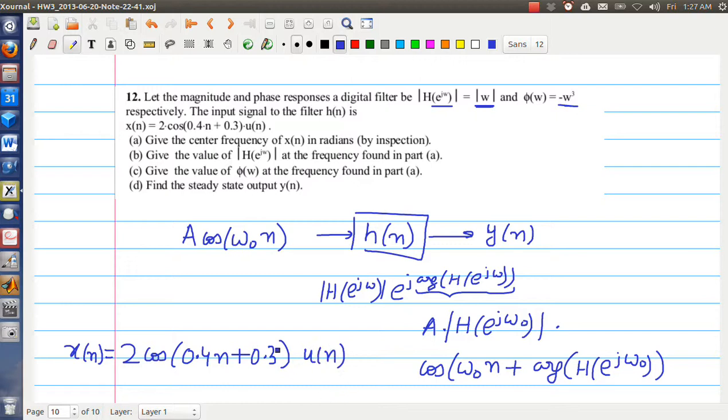Now ignoring the u[n] because we are going to look at the steady state response. What's the center frequency of x[n]? We are simply looking for ω₀, which is 0.4 radians.